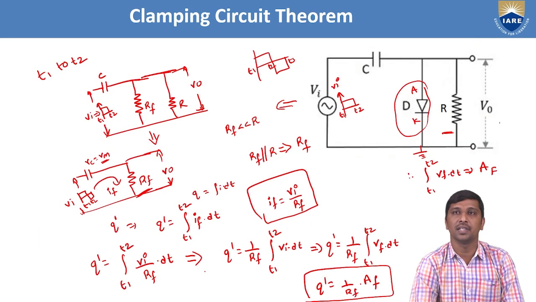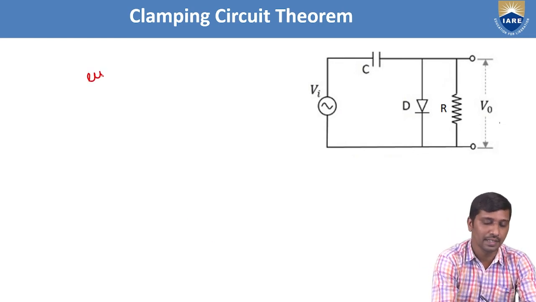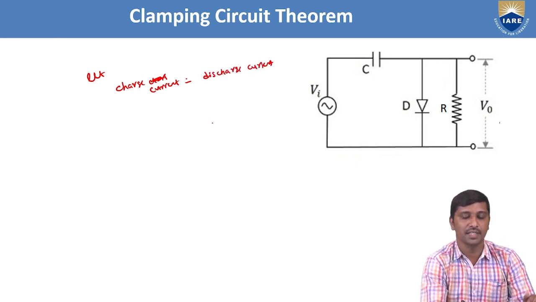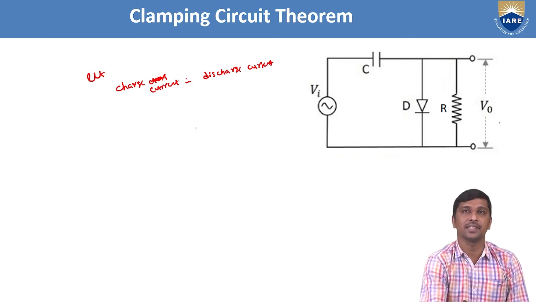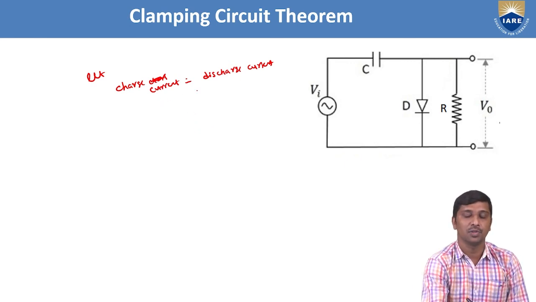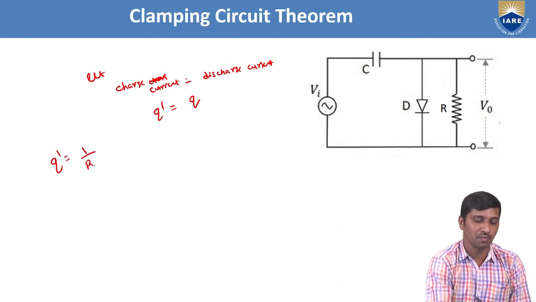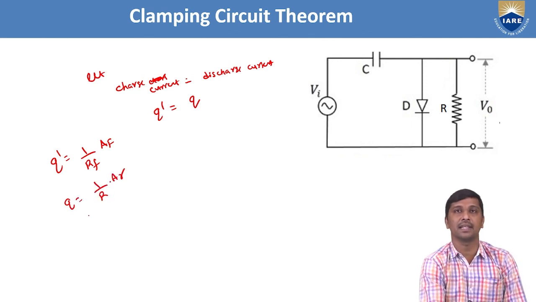Now let us assume that the charge current is equal to the discharge current, meaning charge gain is equal to charge loss. I represent the gain as Q dash and the loss as Q. From the mathematical analysis, Q dash is 1 by RF into AF, and Q is 1 by R into AR.